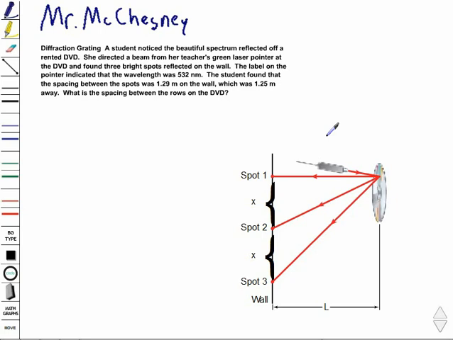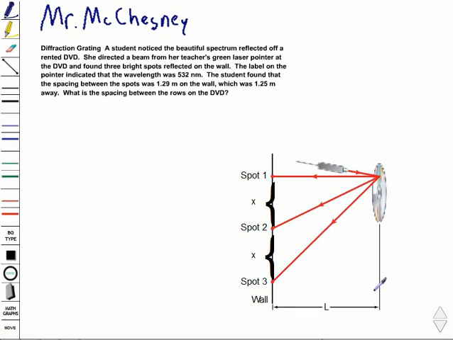So a diffraction grating is a thing that has many little lines on it very closely spaced, maybe as many as 10,000 lines per centimeter. And it causes light to break up into little patterns like we see here. So what we've got is we shine the laser at the DVD, one beam comes off and hits the wall at spot 1. And then it gets split up also so that it hits spot 2 and also spot 3. And if you had a big enough wall, you might be able to see a couple extra spots. So we can measure the spacing between the spots and how far the DVD was from the wall.